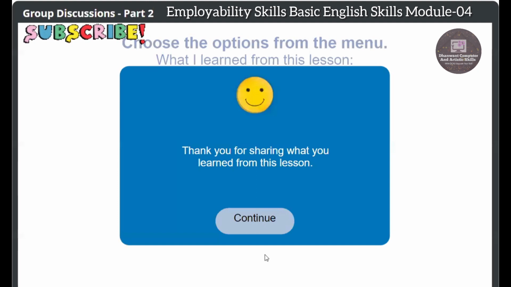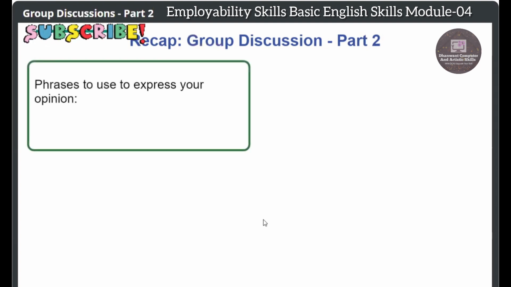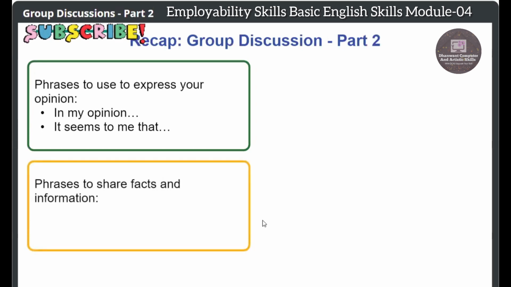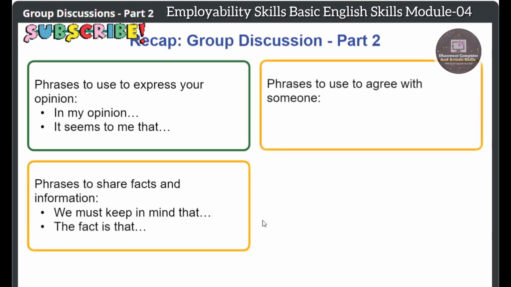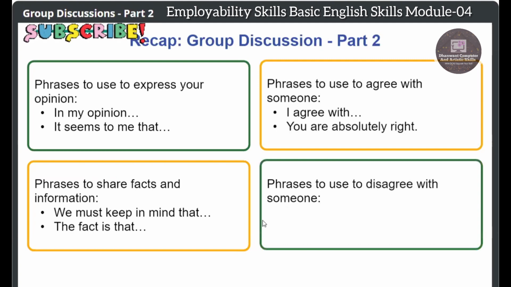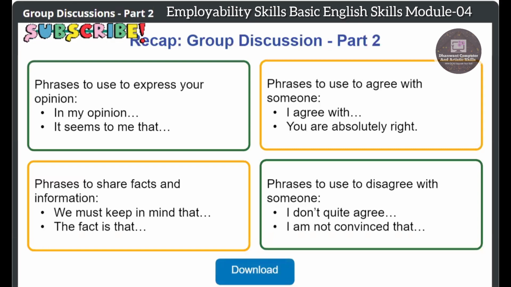Thank you for sharing what you learned from this lesson. Here is a recap of what you learned in this lesson. Phrases to use to express your opinion: in my opinion, it seems to me that. Phrases to share facts and information: we must keep in mind that, the fact is that. Phrases to use to agree with someone: I agree with, you're absolutely right. Phrases to use to disagree with someone: I don't quite agree, I'm not convinced that. Click on the download button to download this recap.